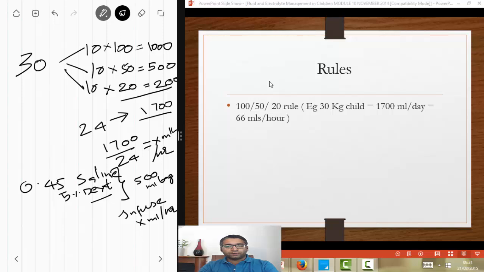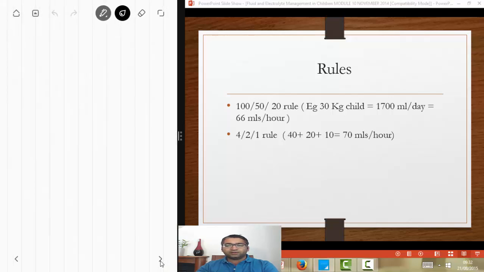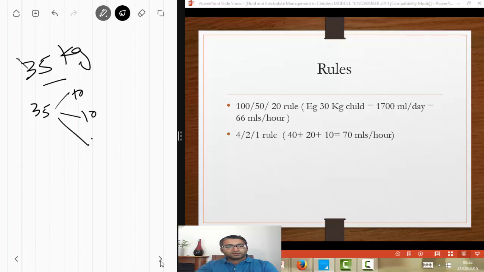Let's look at another rule now. I personally prefer this rule because it's much easier to do and gives you the hourly rate rather than the daily rate. Let's work out another example, the same example, but this time let's say the child is 35 kilograms in body weight. The 4-2-1 rule: we have 35 in total, so 10 kilos, 10 kilos, and then 15 kilos after that. For the first 10 kilos you would give 4 ml per kilo per hour, so 10 times 4, that's 40.